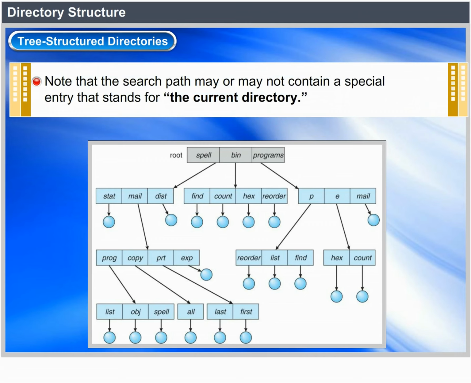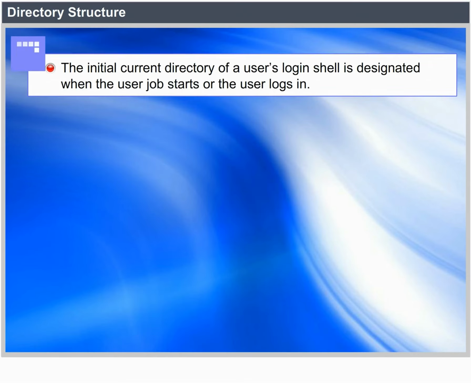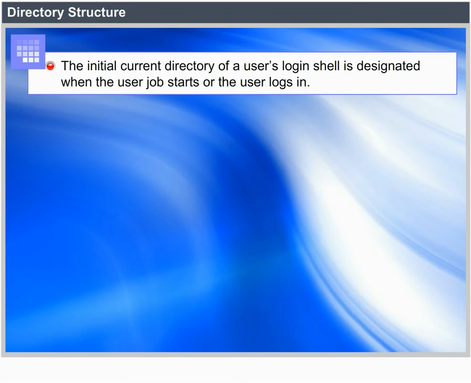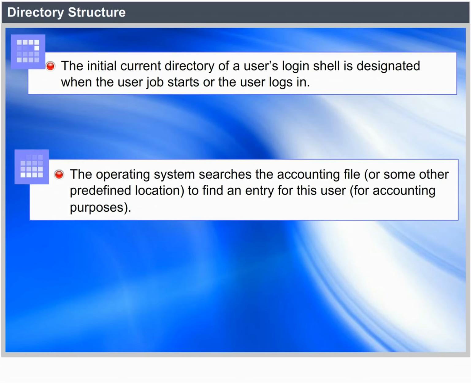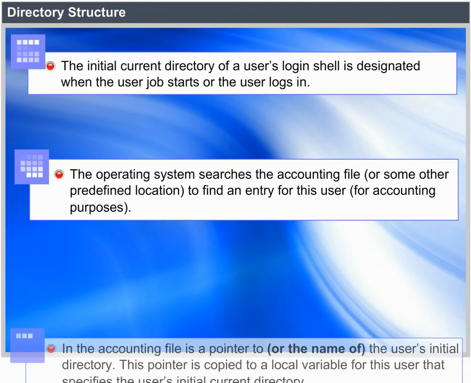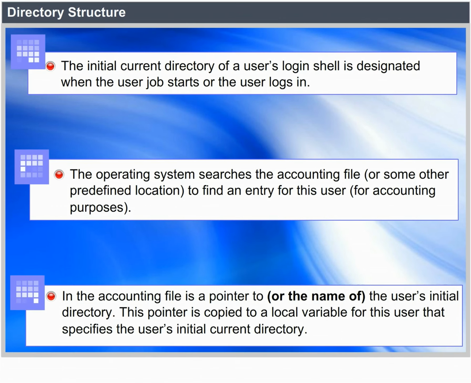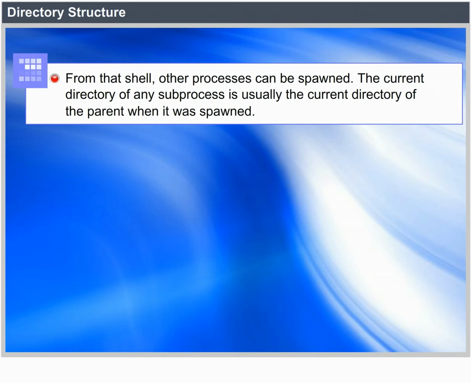The initial current directory of a user's login shell is designated when the user job starts or the user logs in. The operating system searches the accounting file or some other predefined location to find an entry for this user for accounting purposes. In the accounting file is a pointer to or the name of the user's initial directory. This pointer is copied to a local variable for this user that specifies the user's initial current directory. From that shell, other processes can be spawned. The current directory of any subprocess is usually the current directory of the parent when it was spawned.